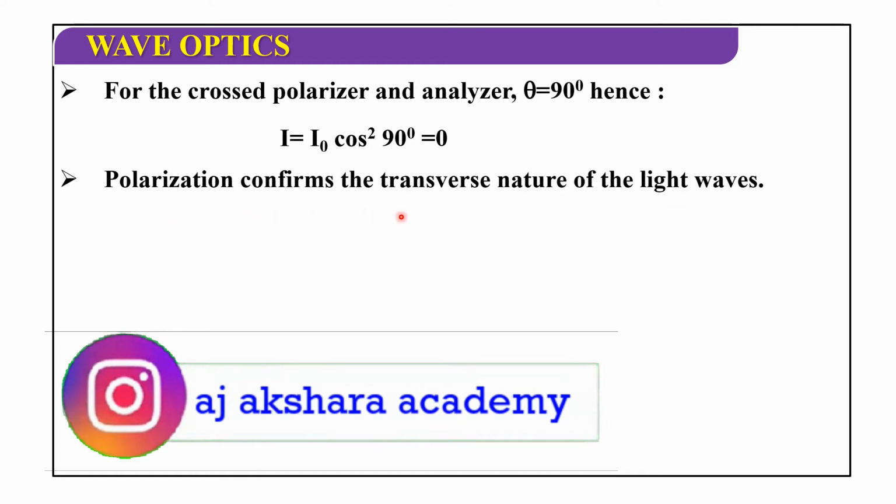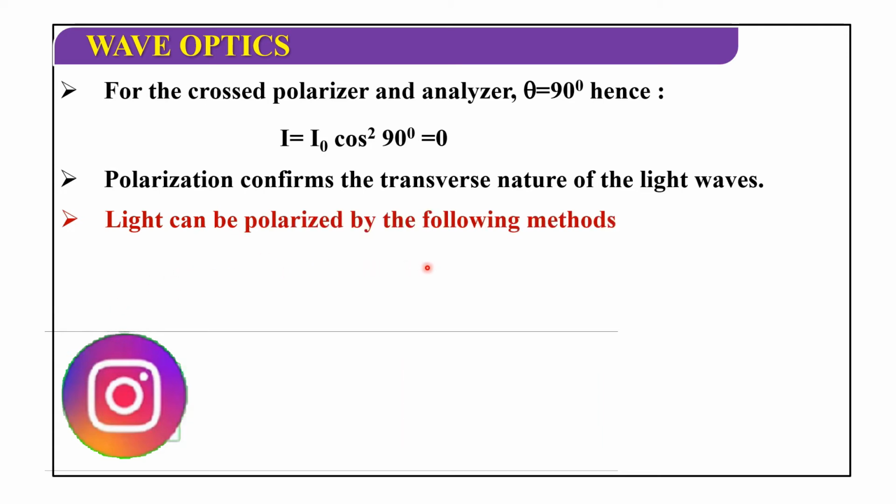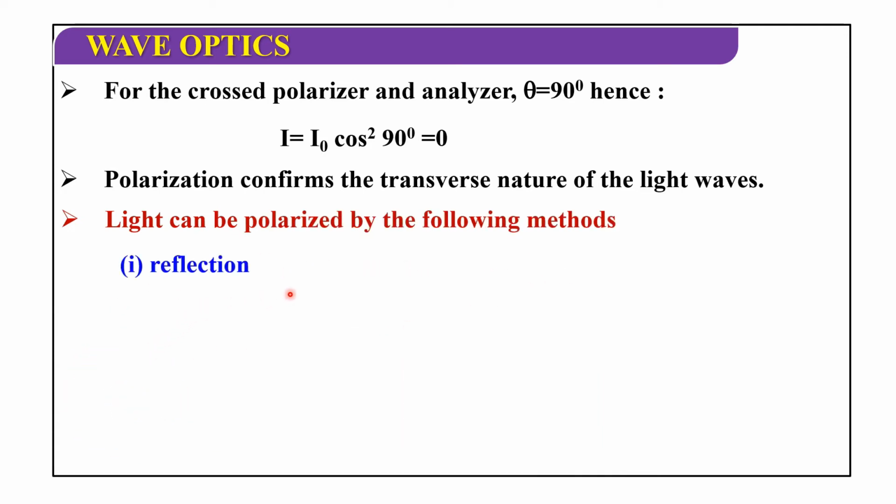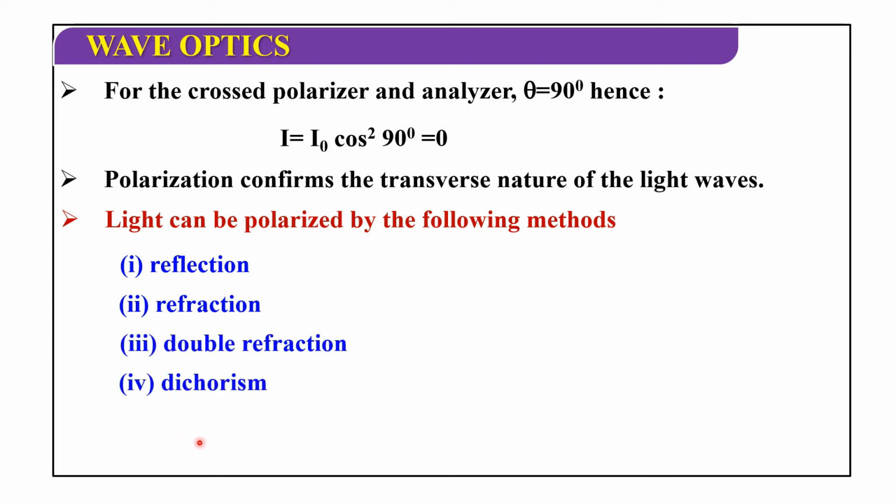Polarization confirms the transverse nature of the light waves. So, light can be polarized by the following methods: reflection, refraction, double refraction, dichroism and scattering.